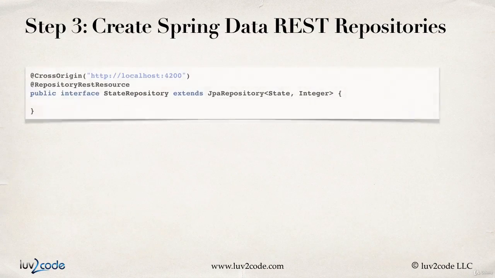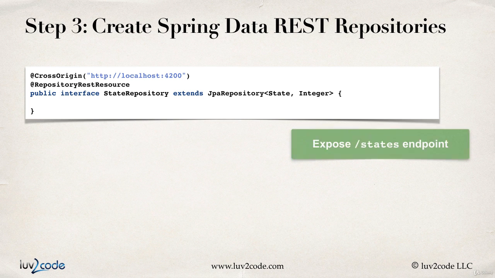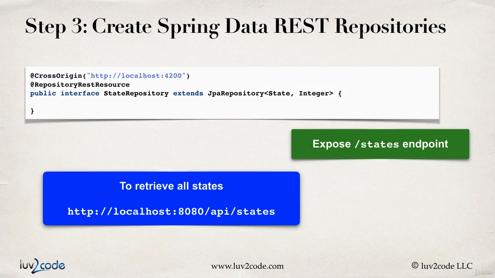Now let's do a similar thing here for states. So we set up our interface state repository extends JPA repository state, integer. This exposes a /states endpoint. And so then I can get a list of all the states by going to API/states.